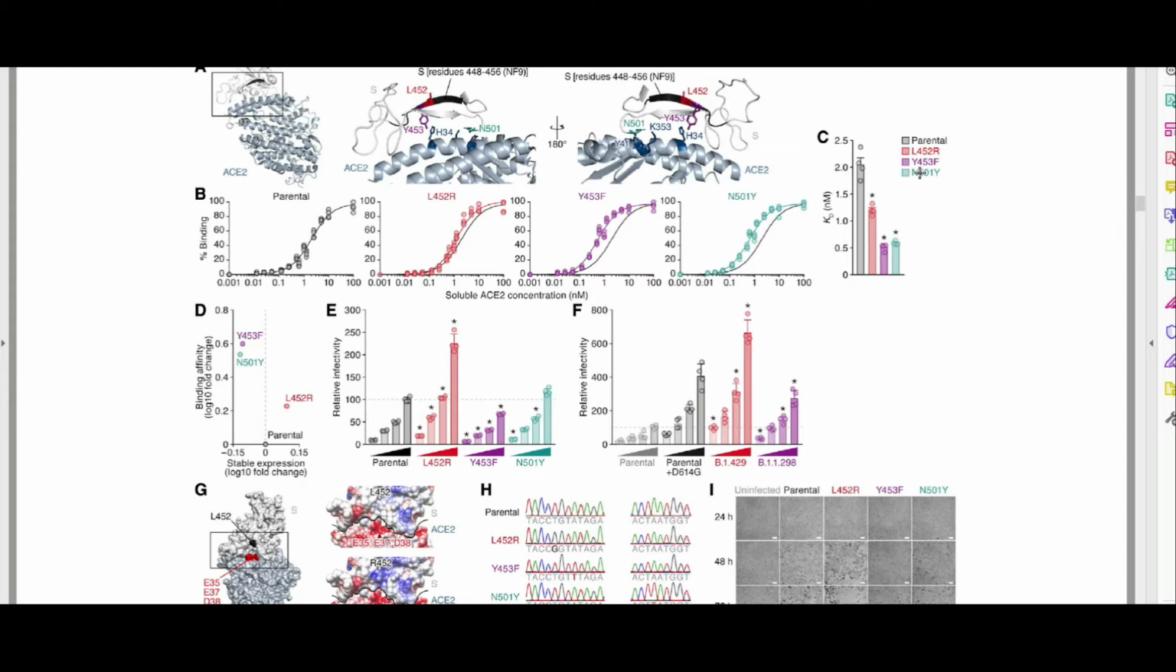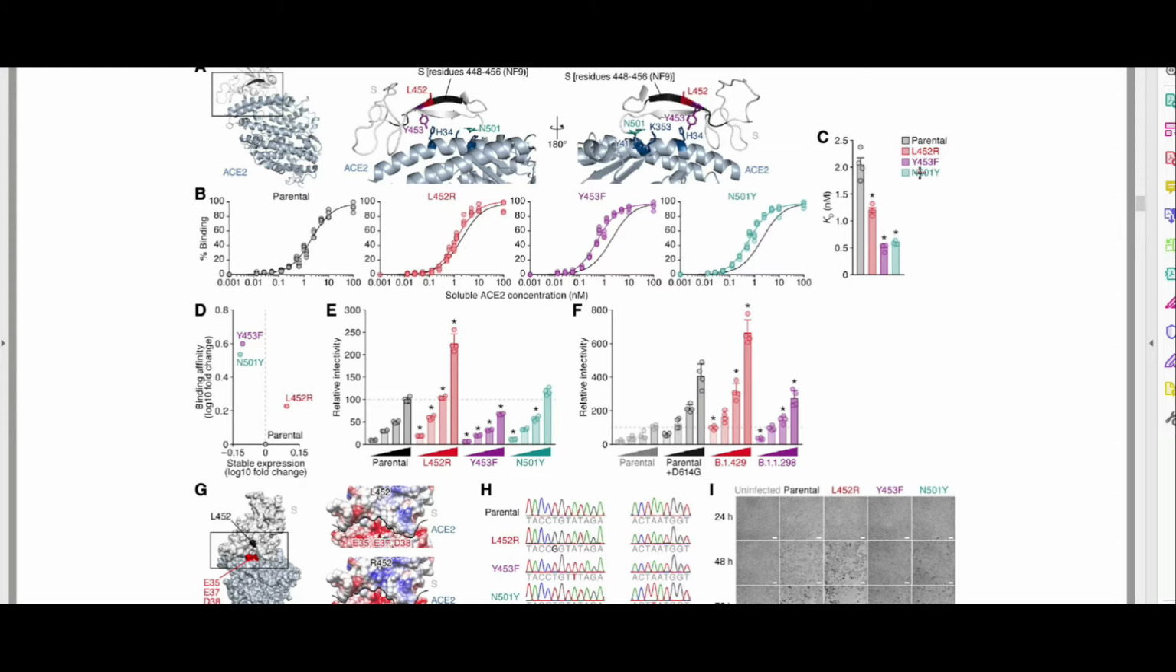But then we can look over here at E and F, and this is actually looking at these three different mutations compared to the parental, which is that OG version, and then the parental plus that D614G here. And this is looking at infectivity, so relative infectivity, where 100% is set equal to the parental at the highest concentration of these different mutant versions of the spike protein.